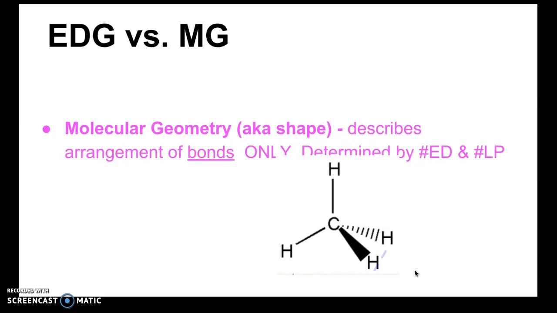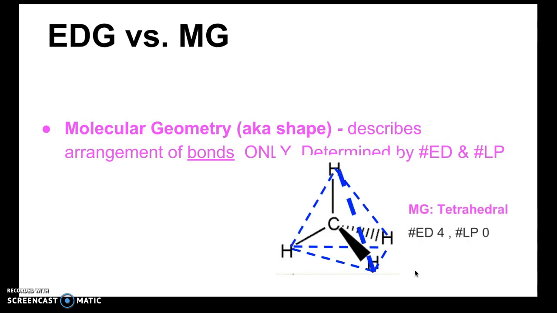Okay, one last example here. We have CH4 now, and so again, I'm going to start with the molecular geometry or shape, and I'm just going to trace out the shape here. And this shape is tetrahedral. And that's because it has 4 electron domains and 0 lone pairs. So anything with 4 electron domains and 0 lone pairs will have a tetrahedral shape.